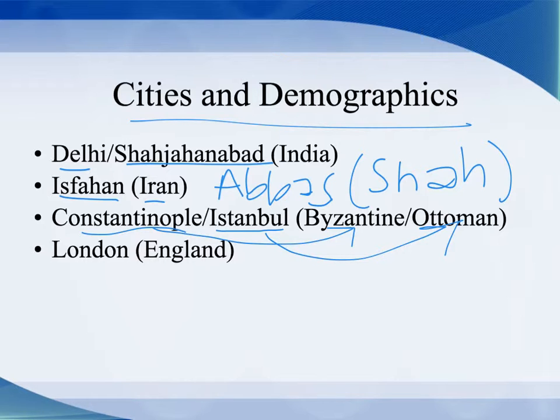Istanbul has been called the prototype of later European capitals. It was the center of new ideas. It was the center of innovations. And eventually, Istanbul became an economic backwater with the shift of trade to the Atlantic. And then that leaves us with London, which of course goes with England. London began to grow as these other 3 cities began to decline.